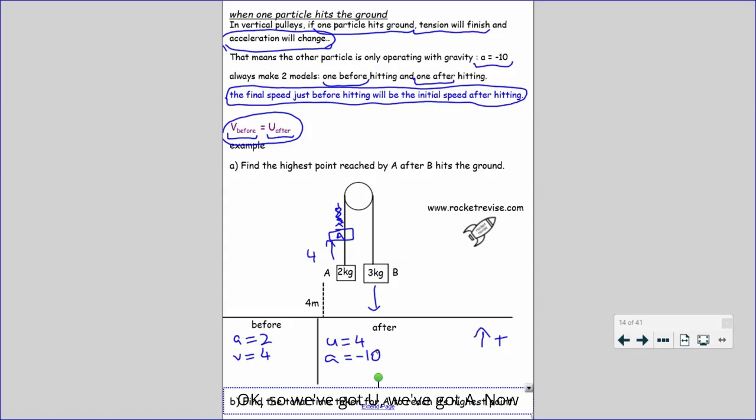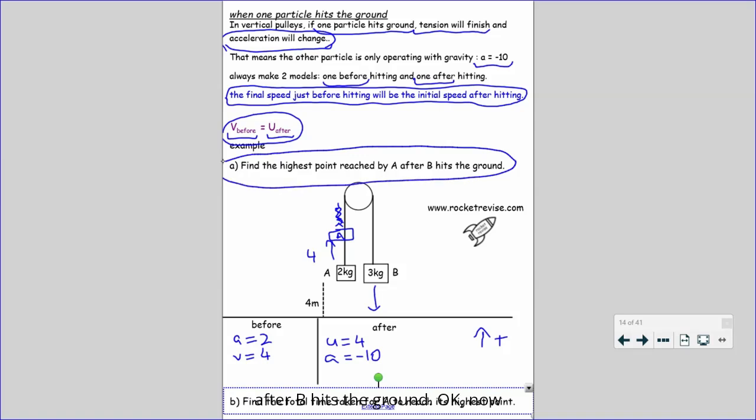Okay, so we've got U, we've got A. Now let's look at the question. It says find the highest point reached by A after B hits the ground. Now highest point always means V equals 0. So I will make a note here, V equals 0. When it says find the highest point, it means find the distance.